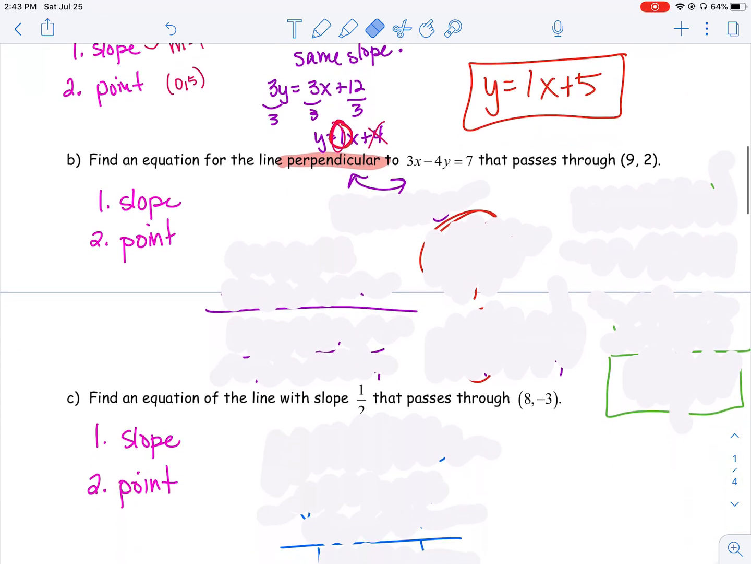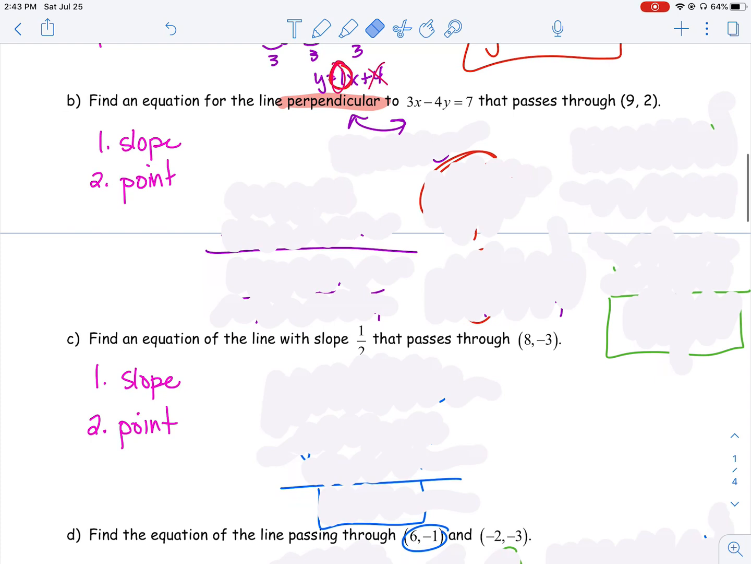Let's do another one. B says, find the equation of a line that's perpendicular this time to the line 3x minus 4y equals 7, and that passes through the point (9, 2). Ooh, in this one, they don't give us a y-intercept this time. This time they just give us a point. But they do give us a point, (9, 2). Do they give us a slope? Not really. They give us an equation of this line, and it says that the line I want it to be perpendicular to that. So do you know anything about perpendicular slopes?